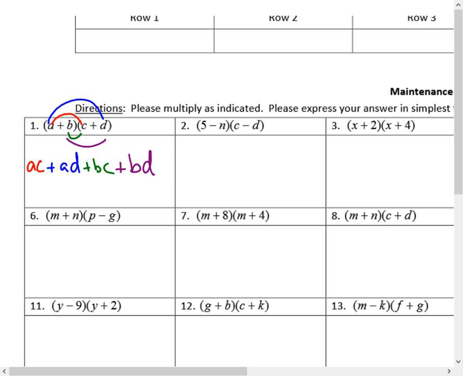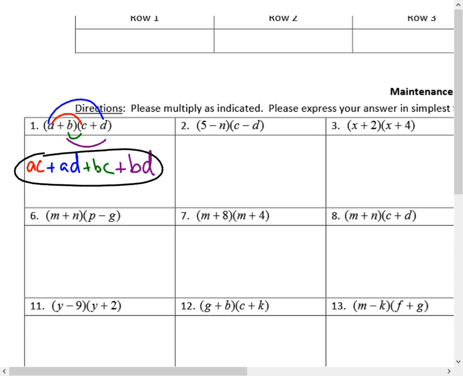Now, we will quickly scan here and see we have AC and no more ACs. Then you look at AD and no more ADs. BC and no more BCs. There's nothing there that can be further combined. That means this is in fact the answer.